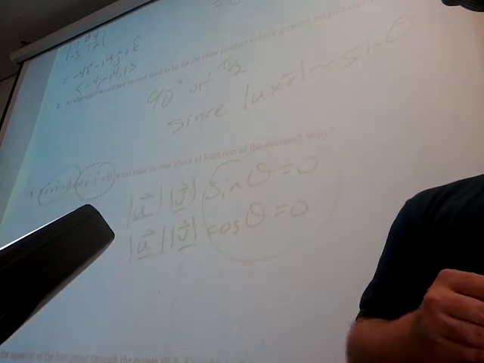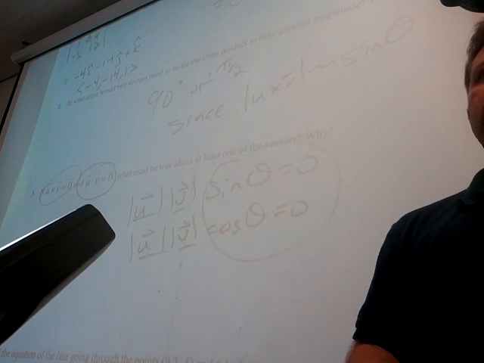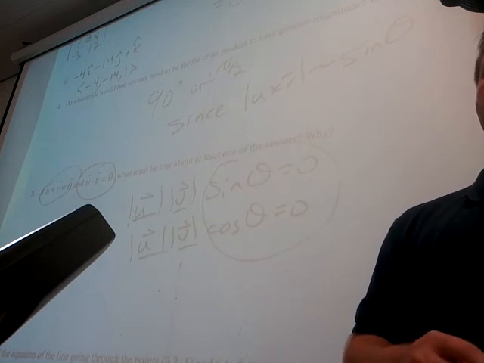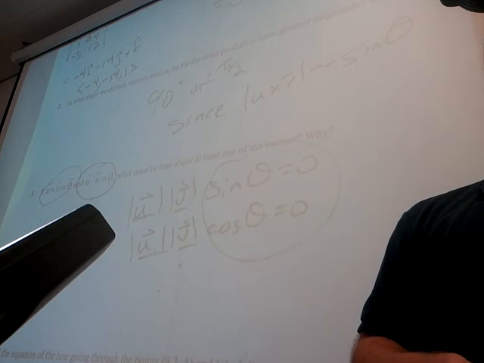What about pi over 4? Well, of course, at pi over 4, they're not 0. They're equal, but they're not 0. I was thinking if u cross v is 0, then u dot v is 0, then we can equate them, right? We can.